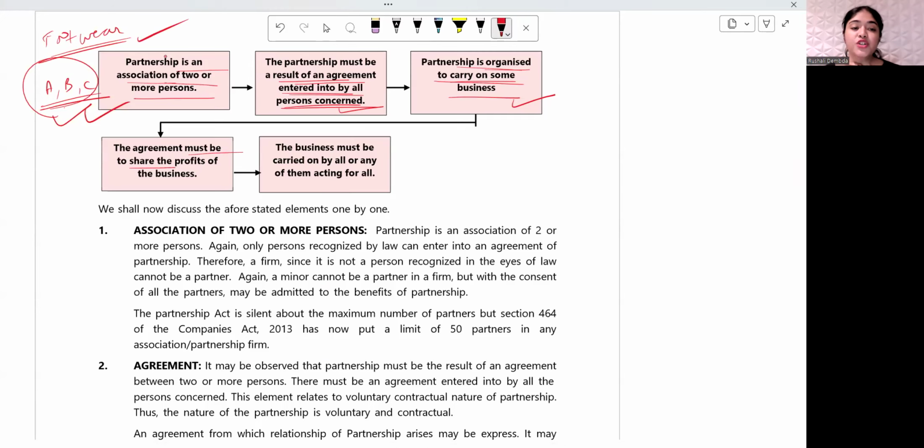Agreement must be to share the profit of business. These three people are going to share the profit. What is the PSR thing? You know, profit sharing ratio?